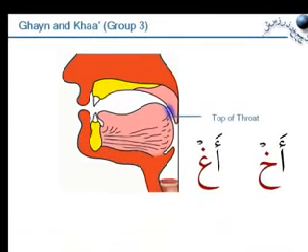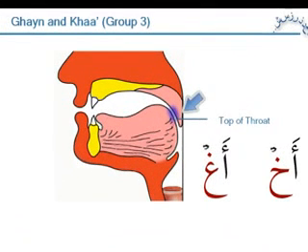The top of the throat then is the letter kha and ghain. We've got them in red here because they are the heavier letters. The first one with sakin would be akh, and you have to sometimes overemphasize this. Then we have the ghain, which would be agh. So we have akh and agh.